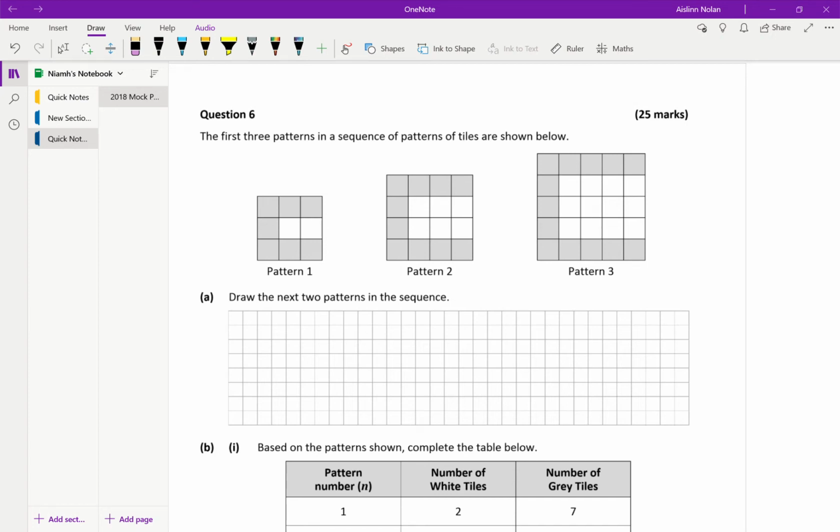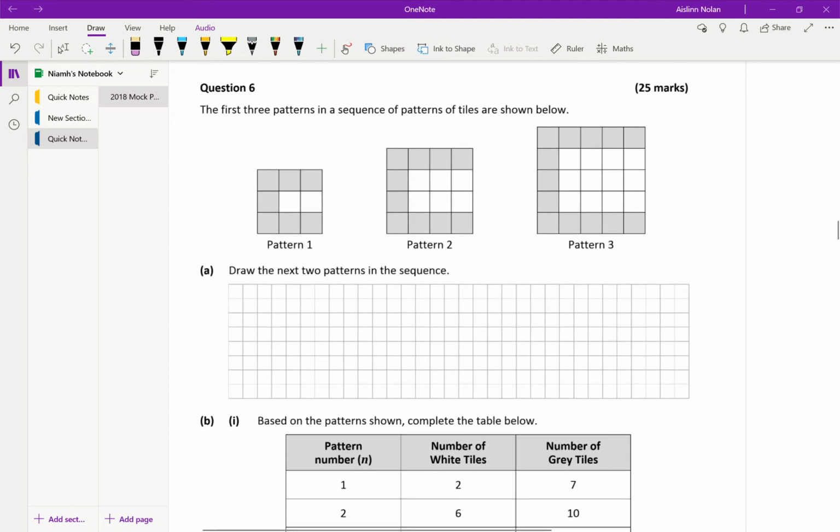So for question 6, draw the next two patterns of the sequence. I have these drawn out on Edmodo. You go and have a look there. It won't really work very well here, but in order to get the next two patterns, I just had a look at each of these.